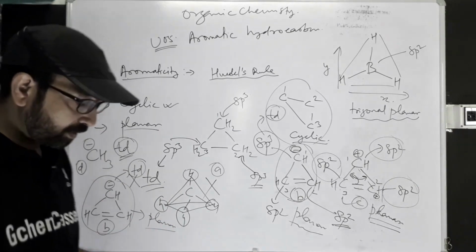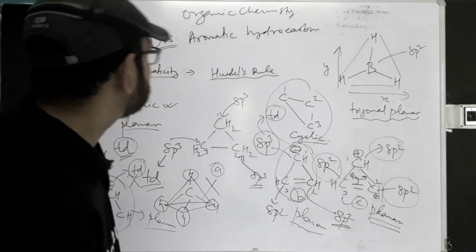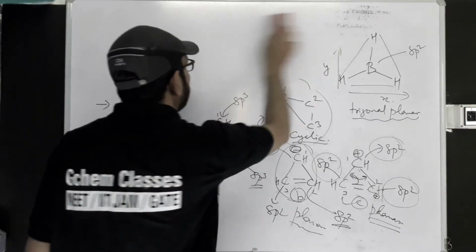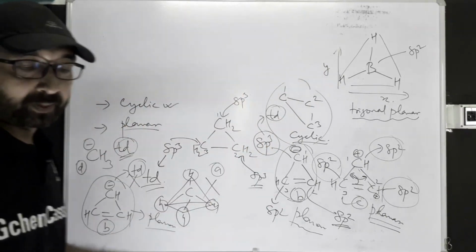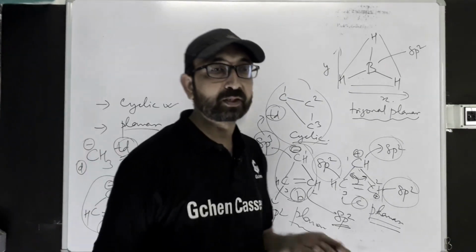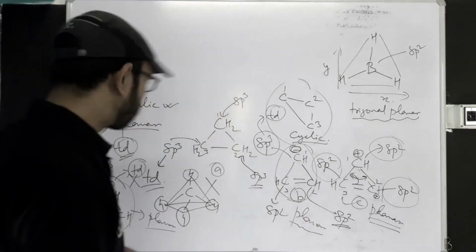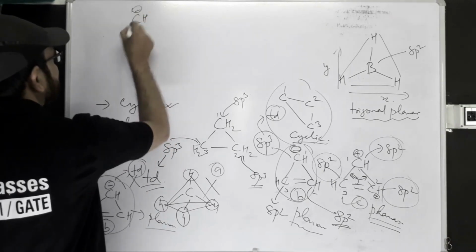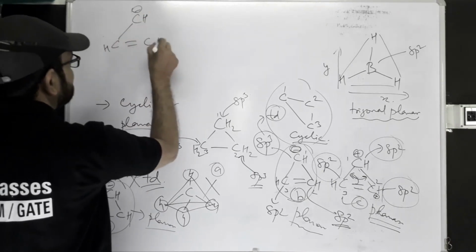So how is it planar? Let's see, that is the concept. We'll see how it is planar. We'll discuss it here. So now we are discussing the second point, planarity. We are finding the planarity concept. So now take this molecule CH minus and then CH double bond CH.